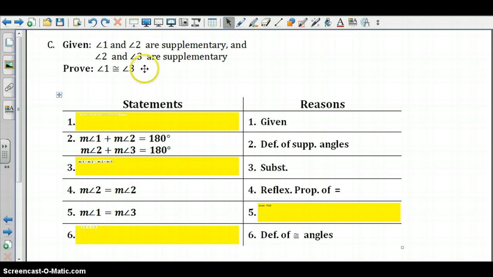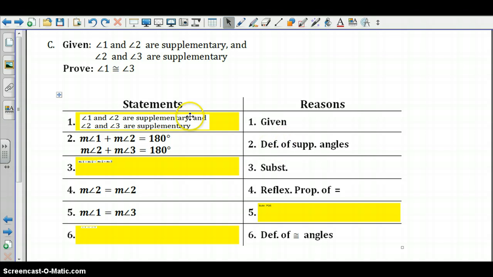All right, let's take a look. We are told our given information is that we have three angles they're talking about. Angle 1 and 2 are supplementary, and we're told that angles 2 and 3 are supplementary. We want to prove that angle 1 is congruent to angle 3. We are proving the congruent supplements theorem. So we start off with the given information, write it as given.